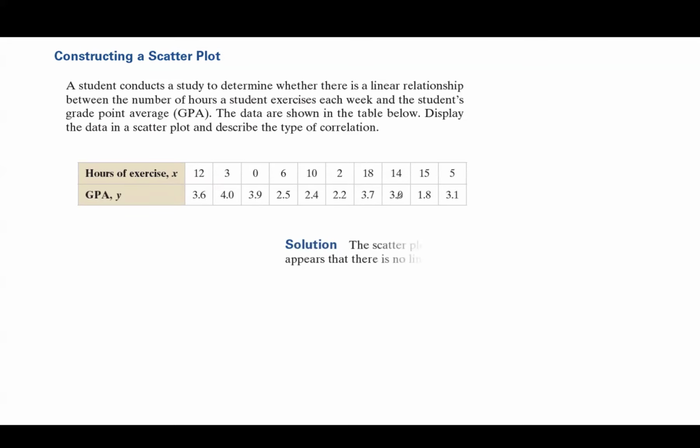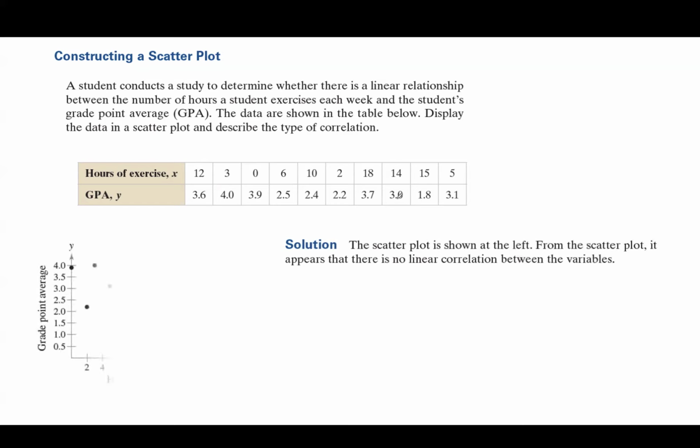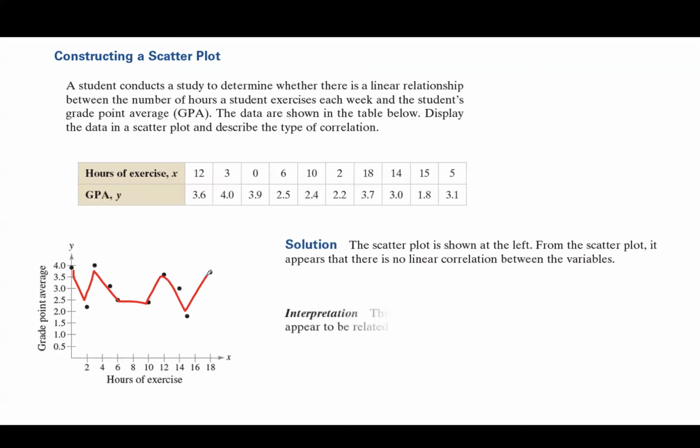So let us take a look at our scatter plot. We want to visualize the data and see if we can find a linear correlation between them. As usual, on the vertical axis we have the Y values, and on the horizontal axis we have the X values. It appears there is no correlation. You see, the dots are going up, down, and again up. So we can't find a linear correlation.